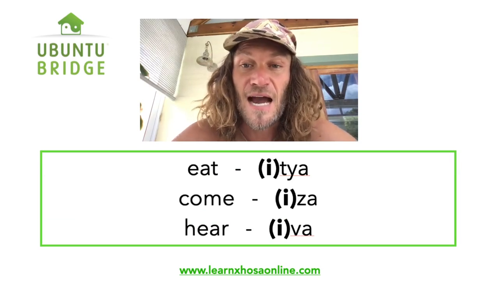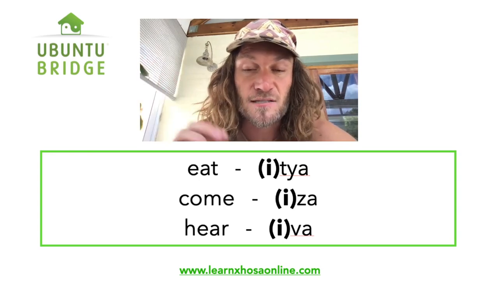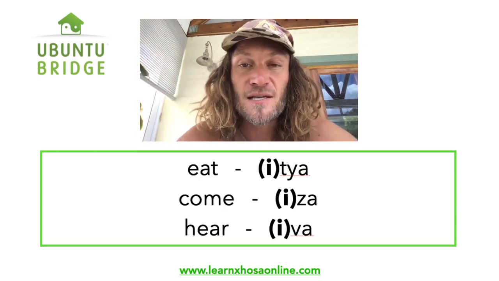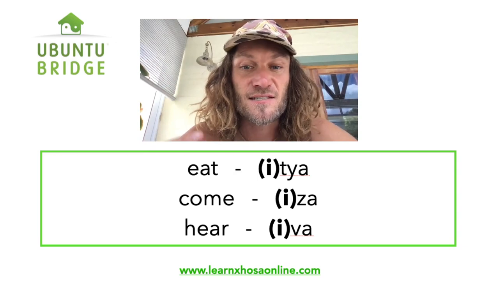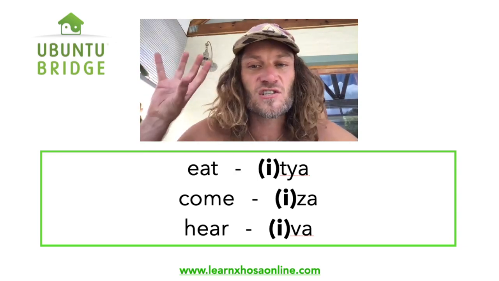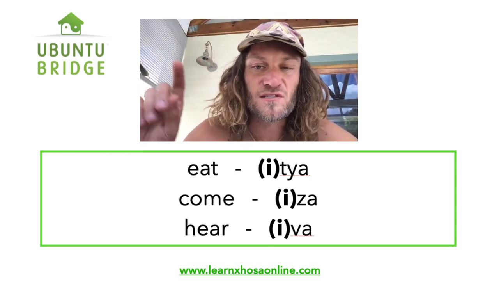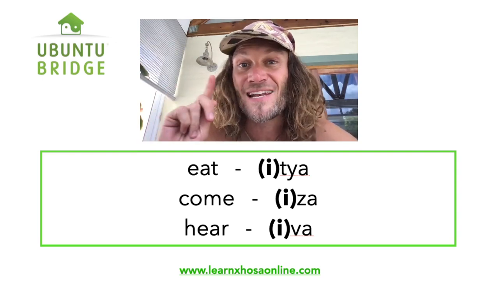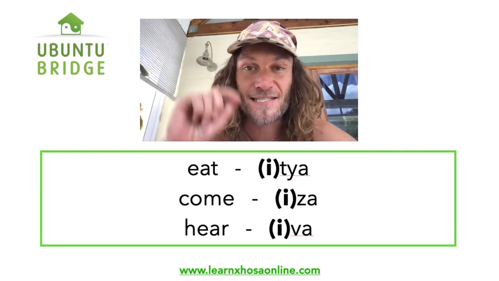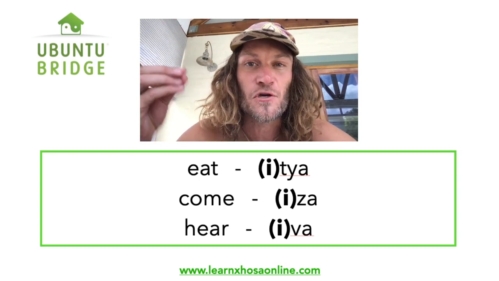Eat is tya, but you see there's a little I in brackets, ne? Itya. Come is iza. Hear is iva. So sometimes it'll just be tya, za, va when they're getting used, but you must be aware that they have a latent I, ne? Like a little latent I. It's like a kind of unconscious ego.